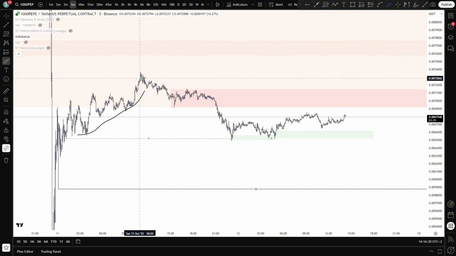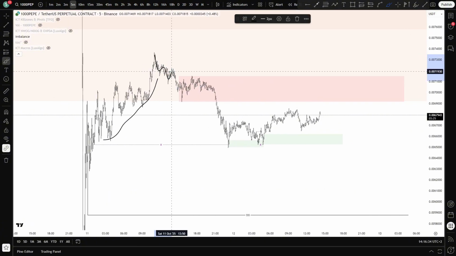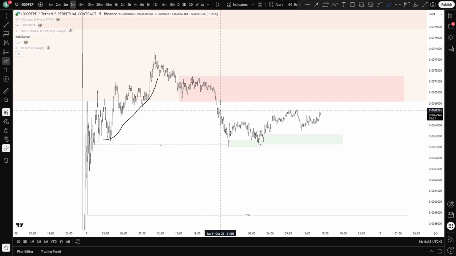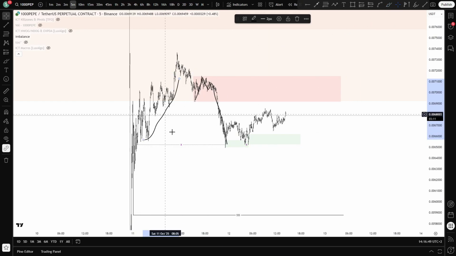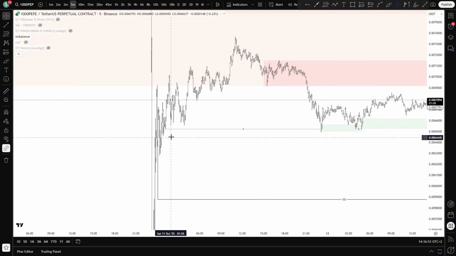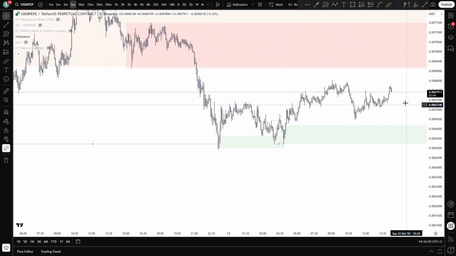It tapped the breaker block I was talking about, and from there we just started grinding down on Saturday until eventually, at Saturday night, this is the last place where buyers tried to push price higher. The sellers really took over, taking out the liquidity pretty quickly that we had on the lows. And then after taking out a whole bunch of liquidity, we started trading higher again.